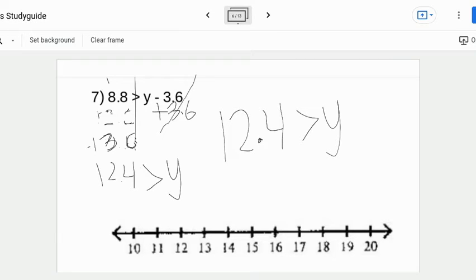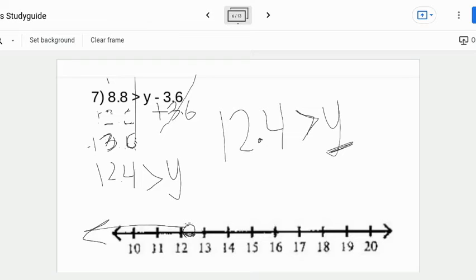And there's that decimal. Okay, so I go to my number line and I go 12 and it's almost 12 and a half. Okay, and it's an open circle right there. And I want numbers. If I start reading from the variable, it says y is less than. So I want numbers that are less than 12.4.